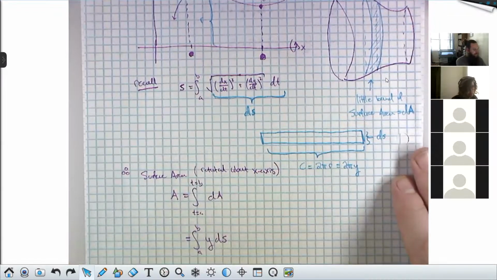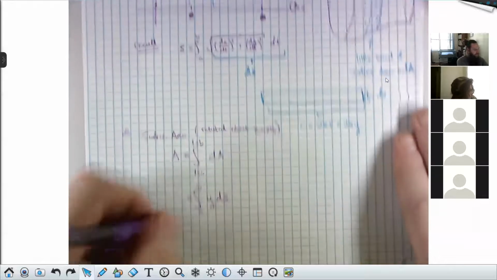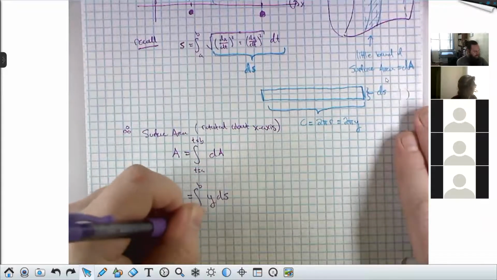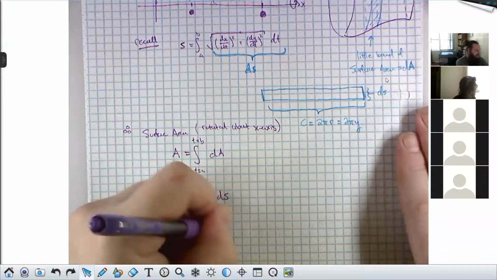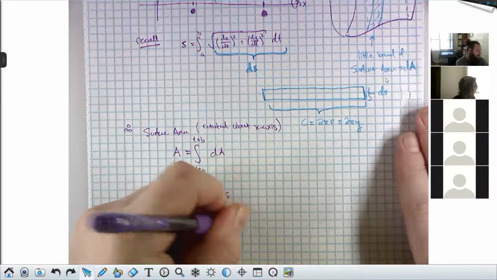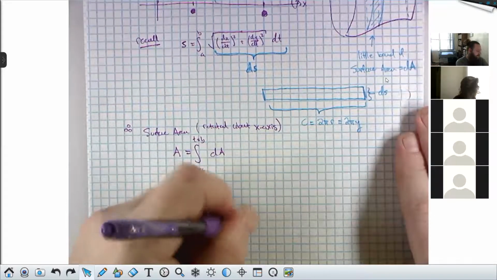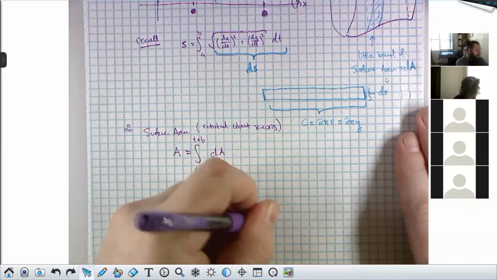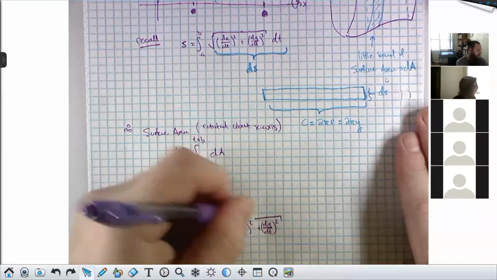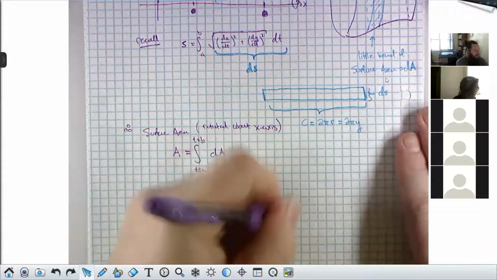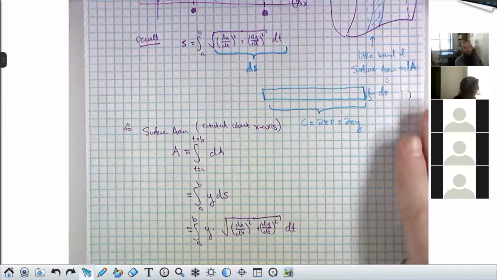But if you want to, you can plug in for ds. We know what ds is. So this is the integral from a to b of y times the square root of (dx/dt) squared plus (dy/dt) squared, all times dt.